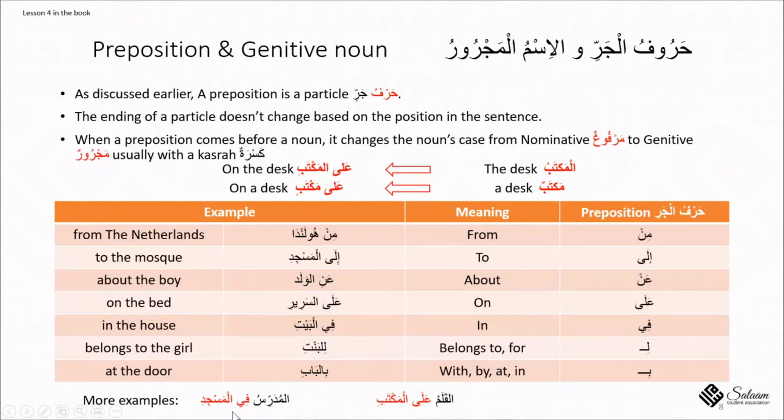المدرس في المسجد. المدرس means the teacher, and masjid we know, the mosque. في means in. المدرس في المسجد. The teacher is in the mosque.